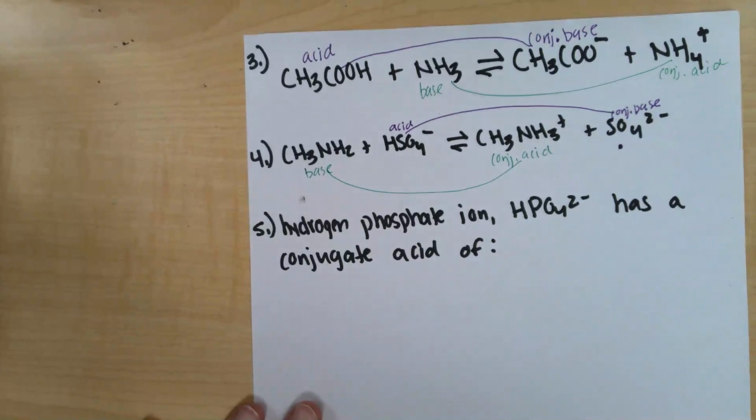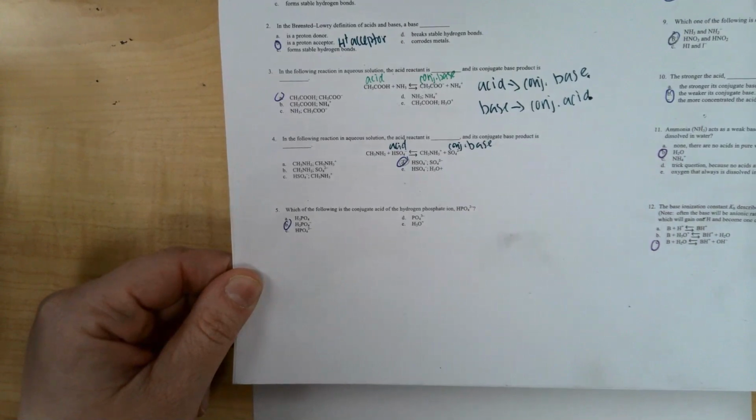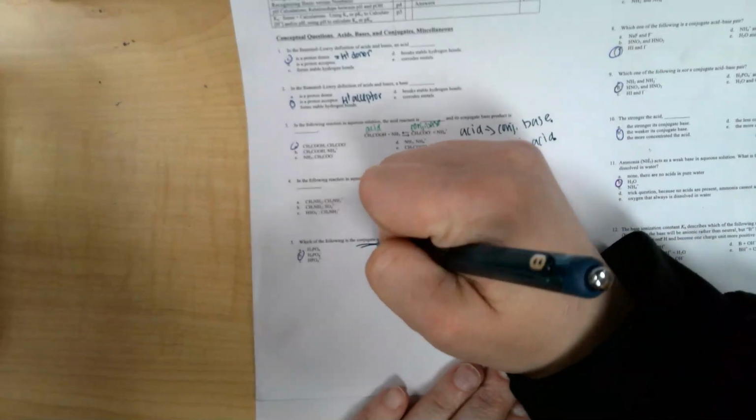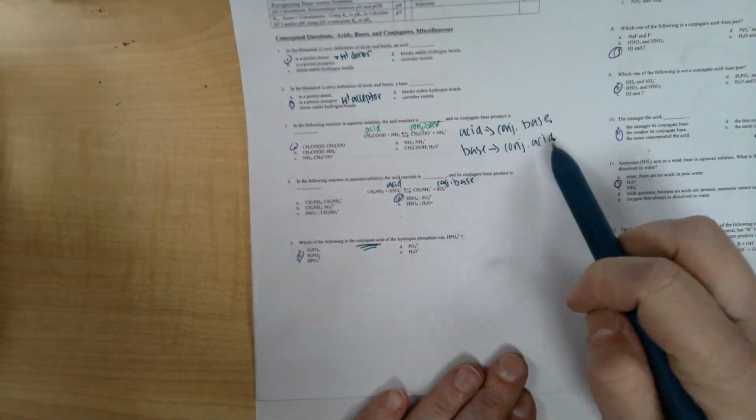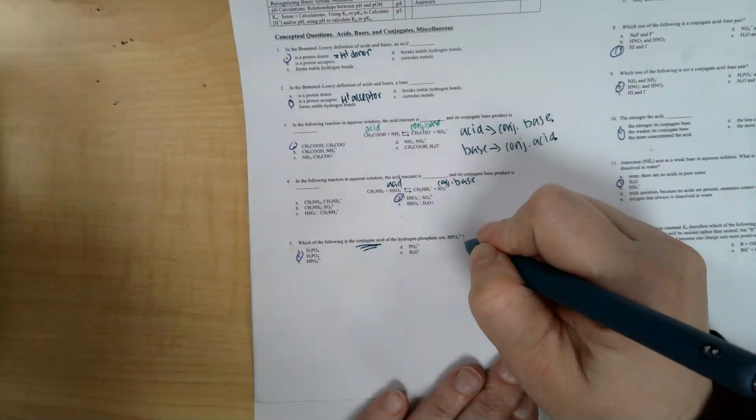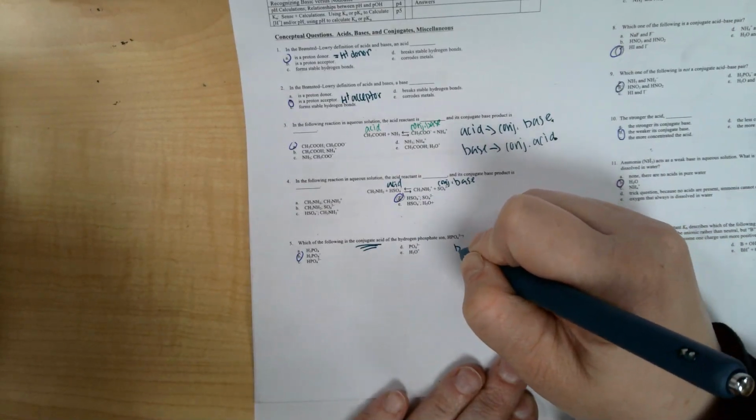Okay, so going on to number 5, which of the following is the conjugate acid of the hydrogen phosphate ion, HPO4 2-? So the trick with this question is, it's asking you who the conjugate acid is. So then we have to ask ourselves, who makes a conjugate acid? Does an acid make a conjugate acid, or does a base make a conjugate acid? Like we talked about before, it's the base that creates the conjugate acid. So this was your hint in number 5, that this hydrogen phosphate ion is technically a base, because only a base can make a conjugate acid.